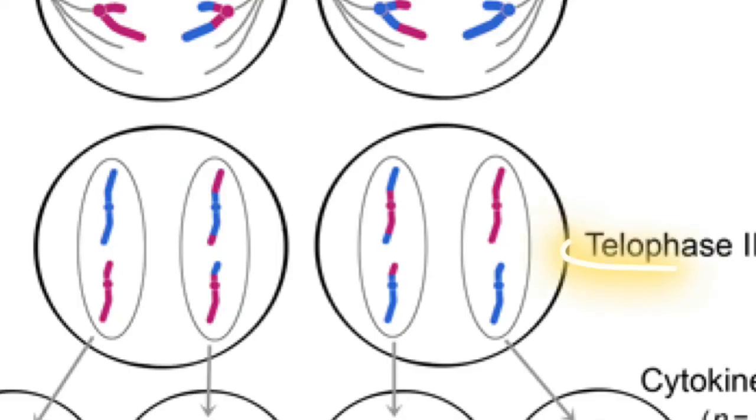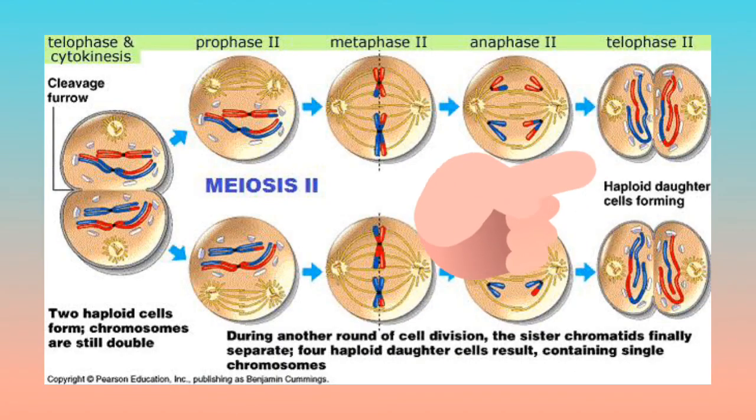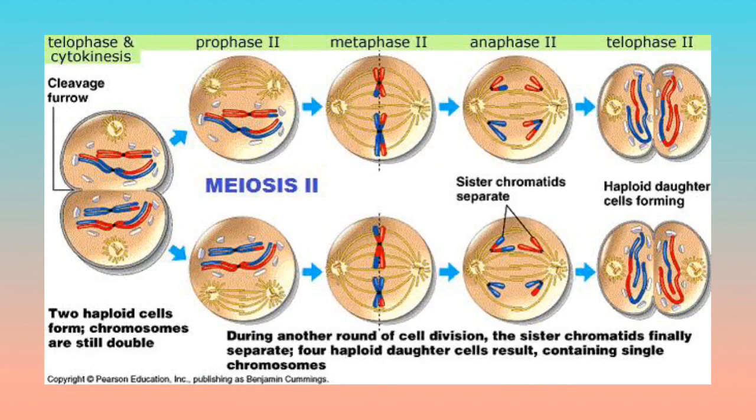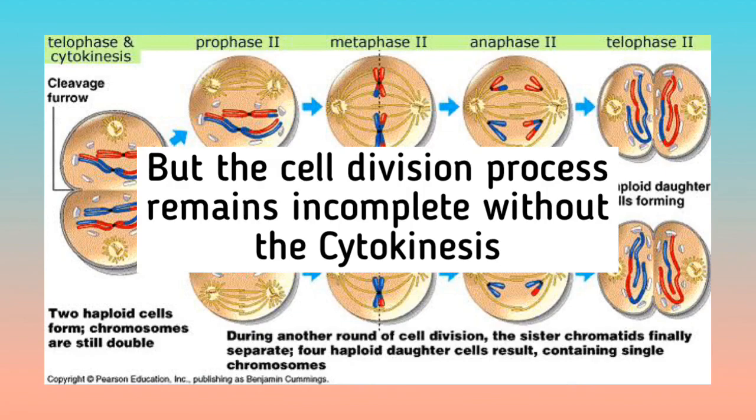Telophase 2. The chromosomes finally move to the opposite ends of the cell. At each end or pole, an entire set of chromosomes are arranged together. Again, the nuclear membrane develops around each pair of chromosomes, and two new cell nuclei are formed. This marks the last phase of meiosis, but the cell division process remains incomplete without the cytokinesis process.